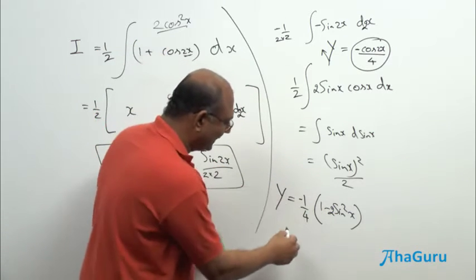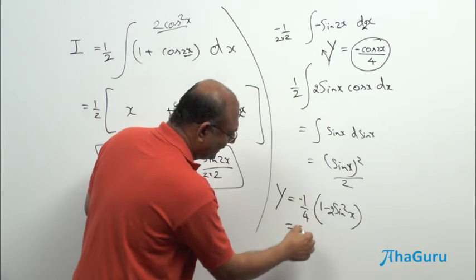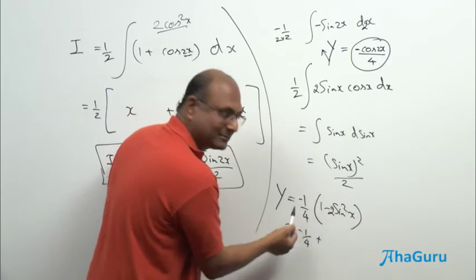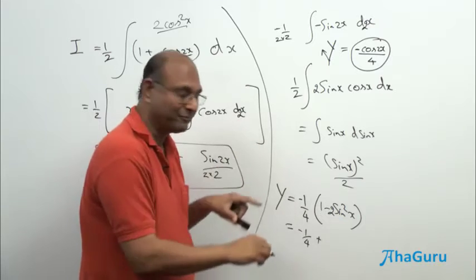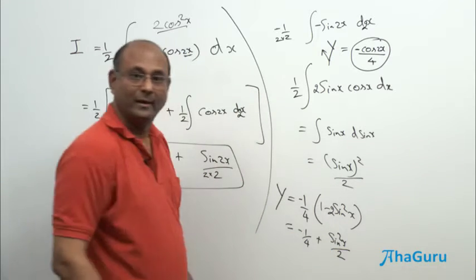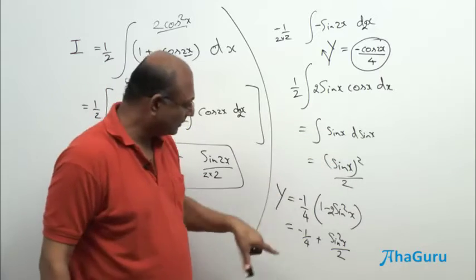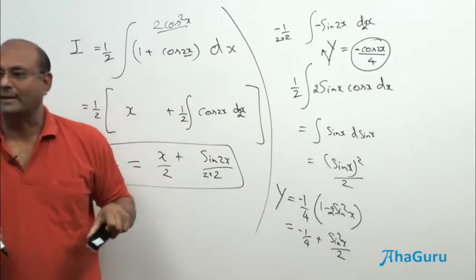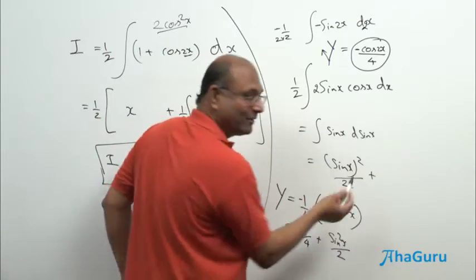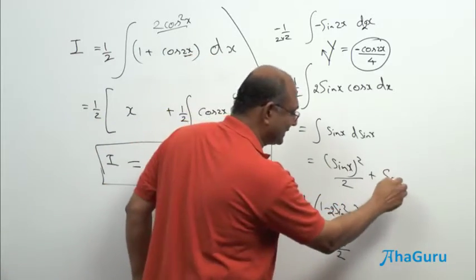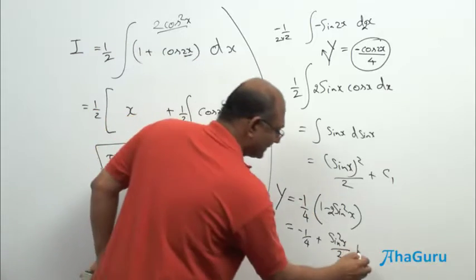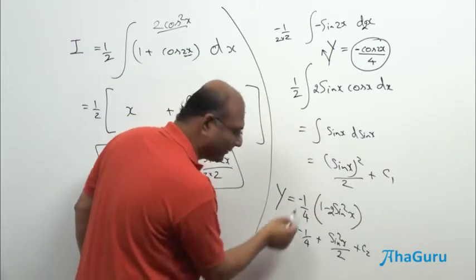And when I multiply by minus 1 by 4, this is going to give me minus 1 by 4 plus, because minus and minus will become plus, 2 by 4 gives us half. So plus sin square x by 2. Now we've got minus 1 by 4 plus sin square x by 2. But is it okay? Yeah, remember this answer always has an arbitrary constant. So C1, this answer should also have a C2. Except C2 and C1 differ by a 1 by 4.